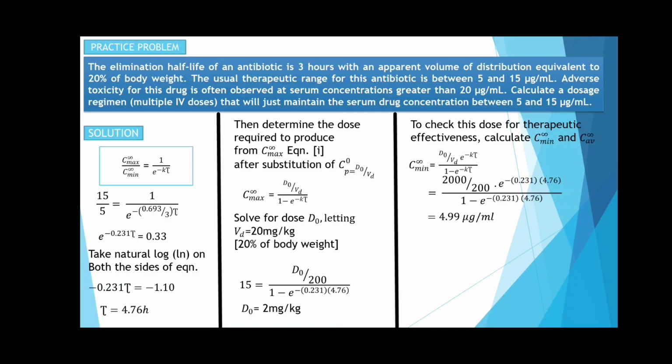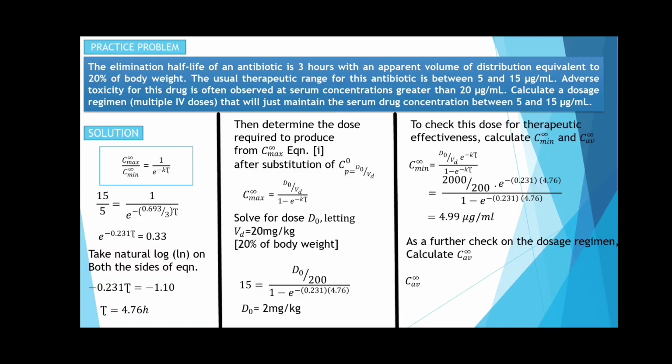Similarly, we'll cross check with the help of the maximum steady state with the average steady state concentration. See, minimum steady state concentration is 5, maximum steady state concentration is 15. So what might be the average? It will be almost 10 or maybe 9.5 or 10.5, something like that. We will cross check this thing.